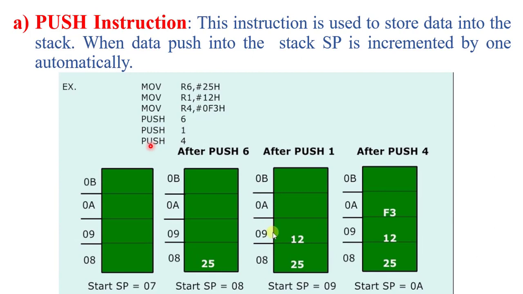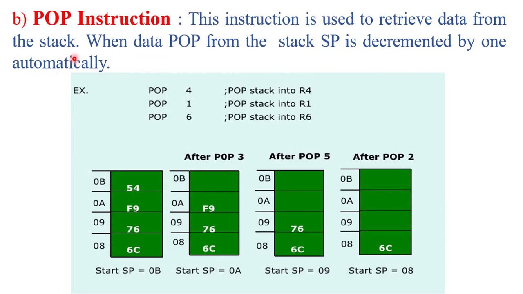Next instruction is PUSH 4. This instruction tells that push the content of R4 register into the stack. So for the next memory location where we push the content of R4 register, the stack pointer is incremented by 1. So 09 plus 1, the next memory location is 0A. When this instruction is executed, we store data into the 0AH memory location.